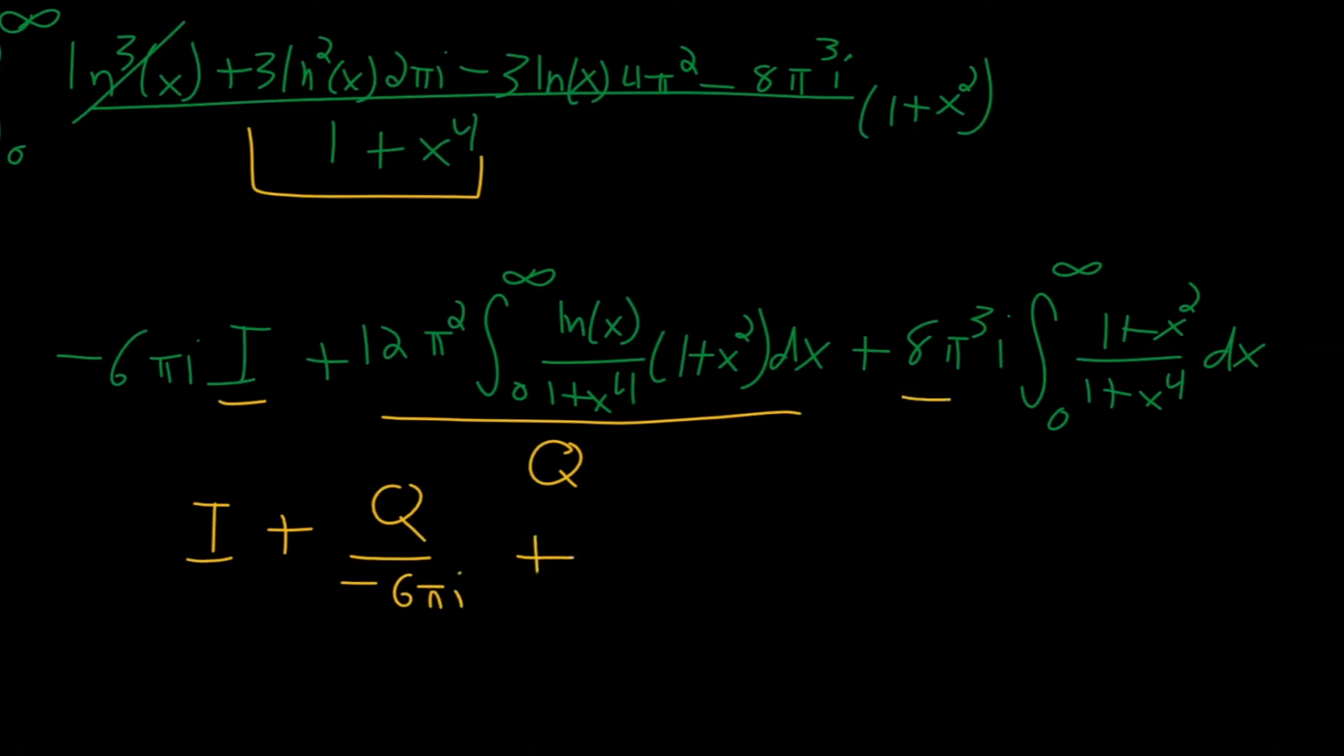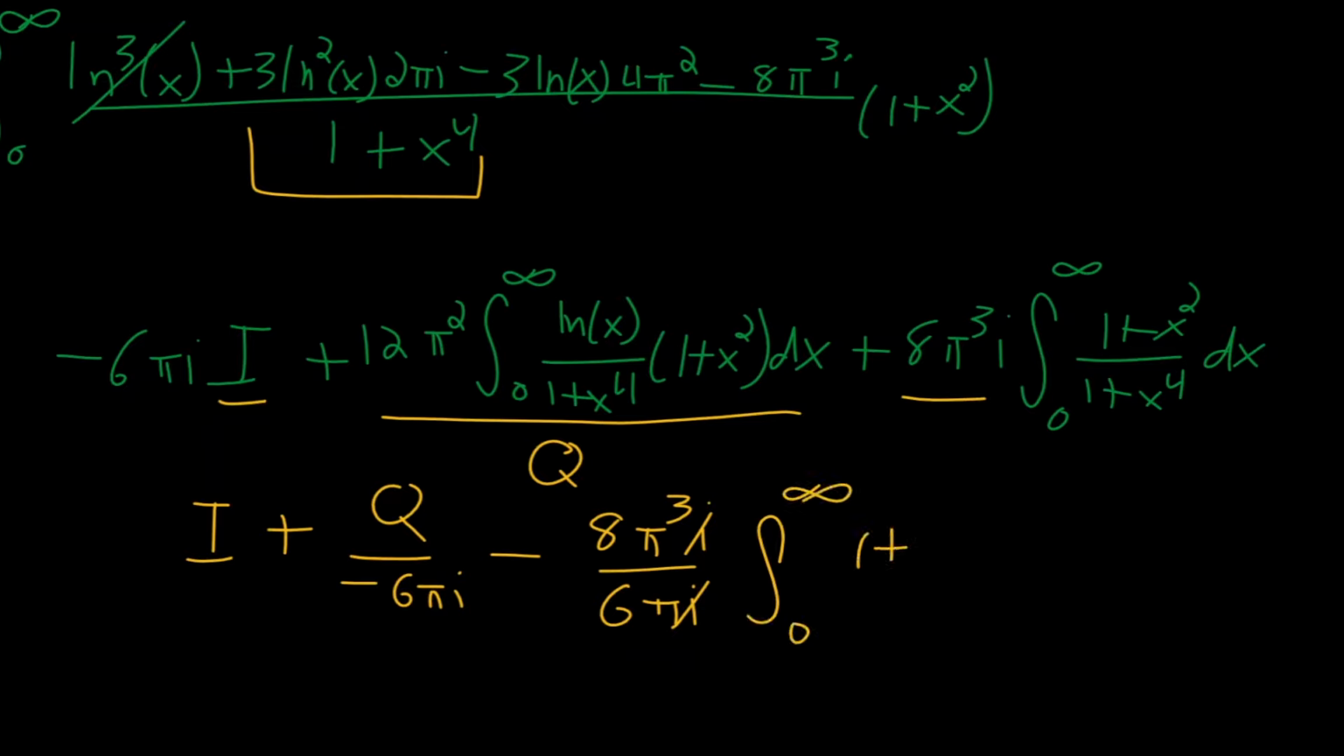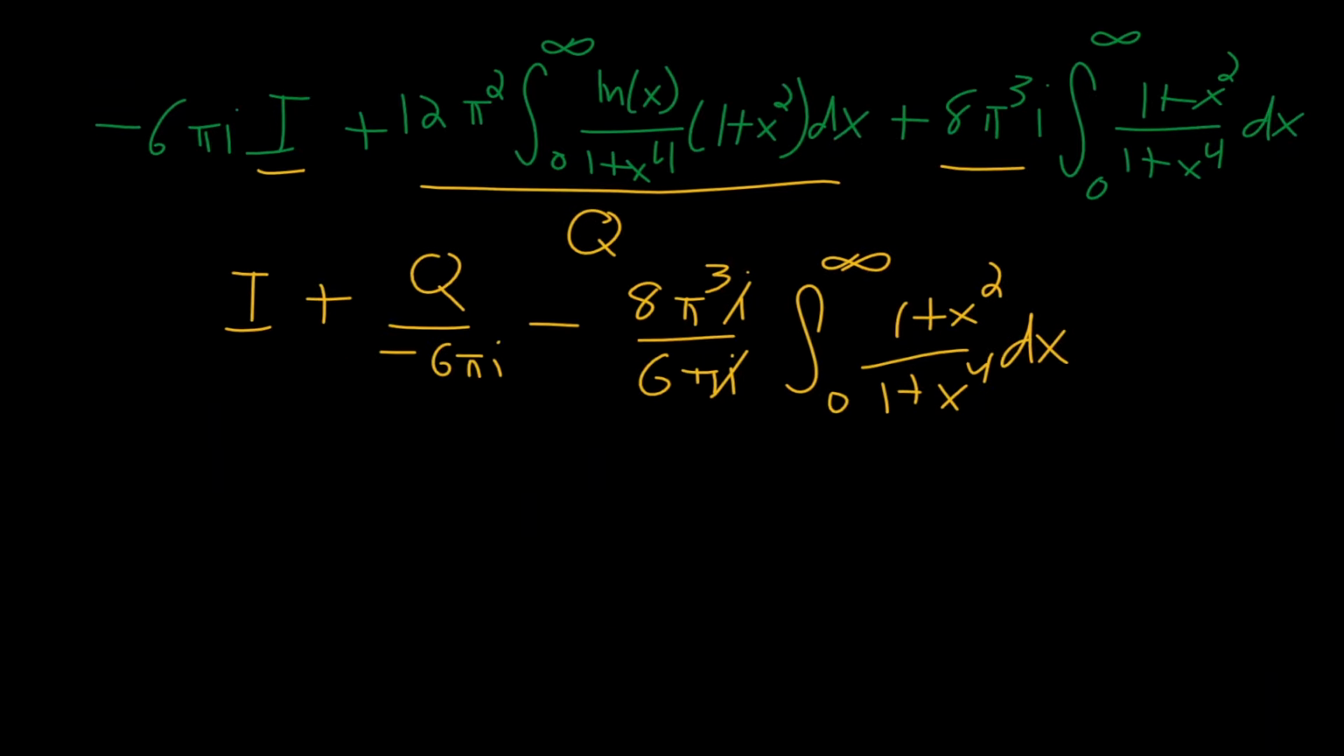And then plus this right here, so minus 8 pi cubed over i, and then 6 pi i. You'll see that the i's here actually cancel. Then times the integral from 0 to infinity of (1 plus x squared) over (1 plus x to the 4) dx. Well, you see here that we have a real value right here and also something real right here, but this right here is imaginary. So if we just take the real part of everything, then we can just eliminate this quantity, and we just, quite frankly, don't have to deal with it.